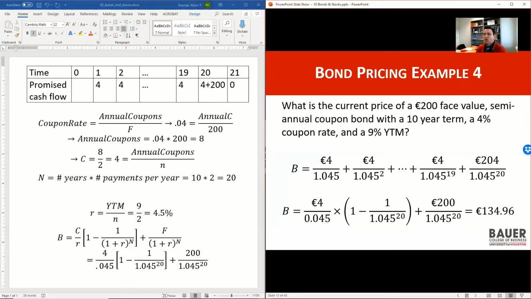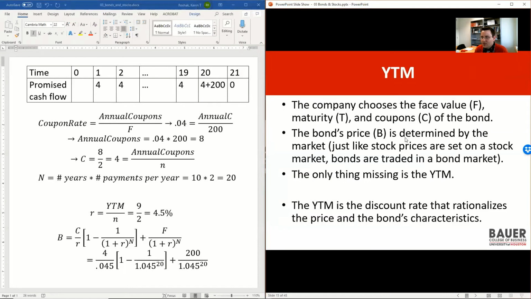Next, I want to talk more about the conventions of the bond market and try to figure out what this yield to maturity is really. It's a little bit different than a discount rate that we've seen before. So we want to make sure that we're on the same page on how we interpret a yield to maturity.